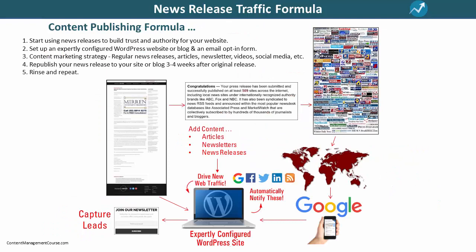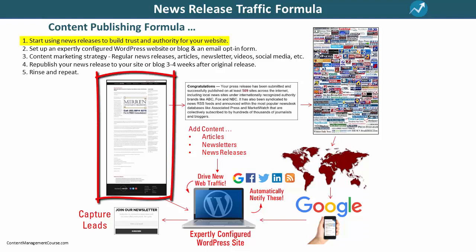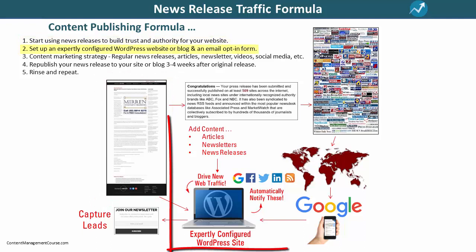So, here's the content publishing formula that I recommend using to get the best results online with news releases. Start by sending out news releases straight away to build trust, authority, rankings, and traffic for your business and your domain name. Next, find out if your website uses WordPress. As I just mentioned, most websites are built using WordPress, so yours is probably too. WordPress is used to build all types of websites, including e-commerce stores, directories, corporate websites, and so on. You can even set up a marketing blog using WordPress and configure it to drive traffic to your main website.